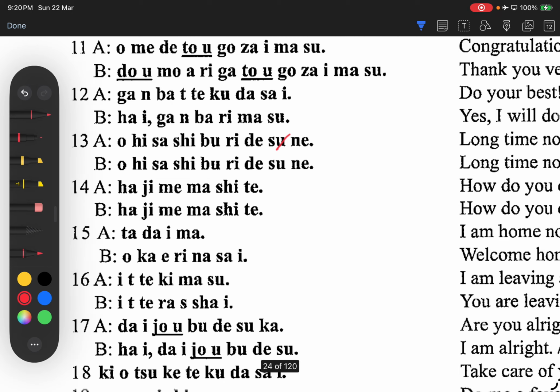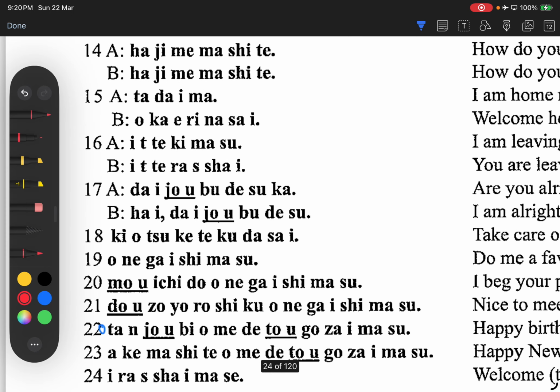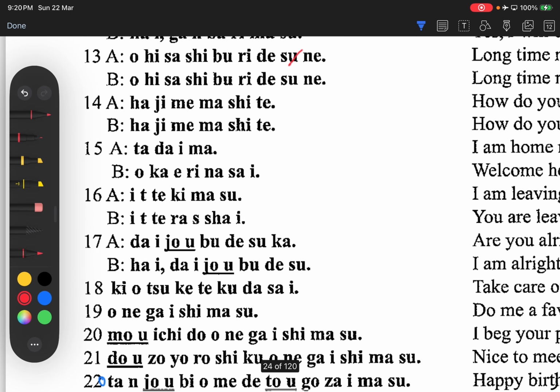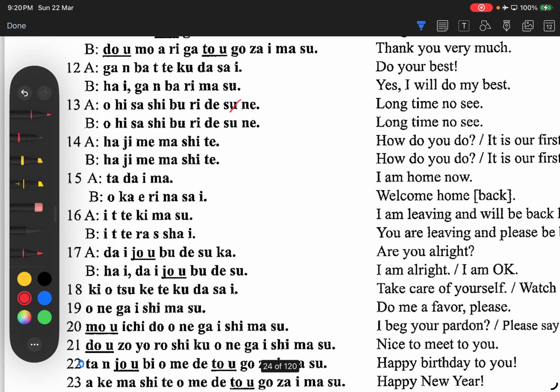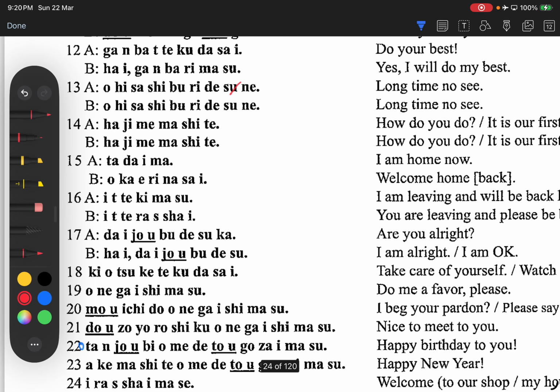Okay, number 14. Hajimemashite. So hajime simply means the start, or rather the first time. So mashite, it just doesn't have a meaning lah. So nice to meet you for the first time, which means it is our first time meeting. It's not really like how do you do lah. It's more like saying, oh, this is our first time meeting, right? Okay. Then you reply back the same thing. Hajimemashite.